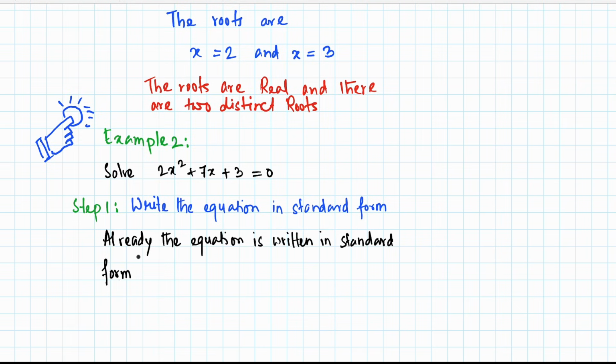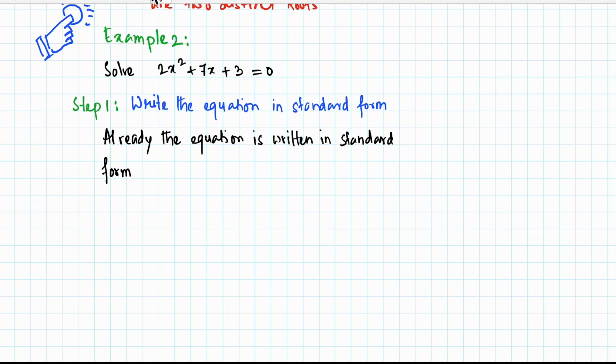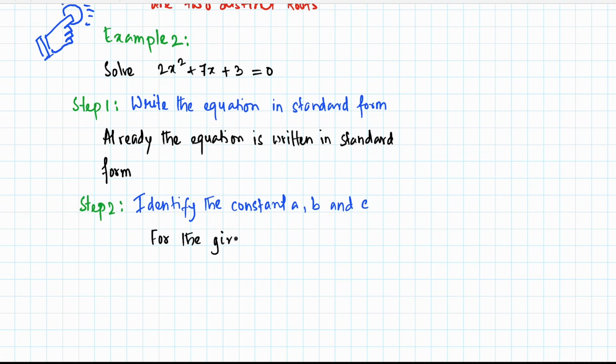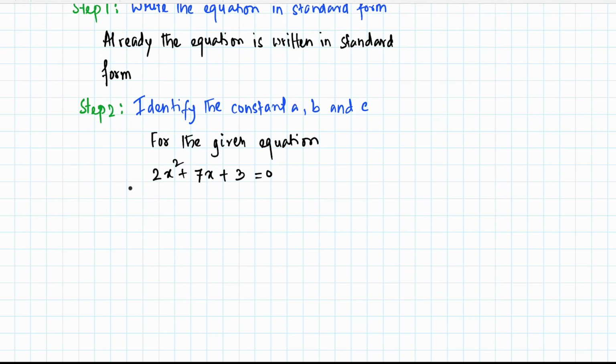Now step 2, we will identify the constants a, b and c for the given equation, that is 2x square plus 7x plus 3 equal to 0. a is equal to 2, b is equal to plus 7, and c is equal to 3.